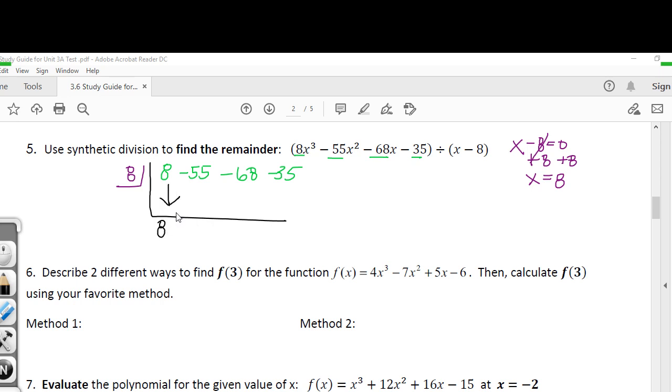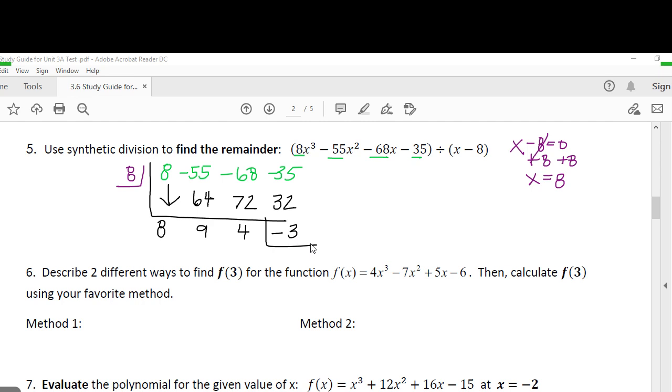And now I'm going to go to the pattern of multiply, add, multiply, add. So 8 times 8 is 64. Negative 55 plus 64 is 9. 8 times 9 is 72. Negative 68 plus 72 is 4. 8 times 4 is 32. Negative 35 plus 32 is negative 3.